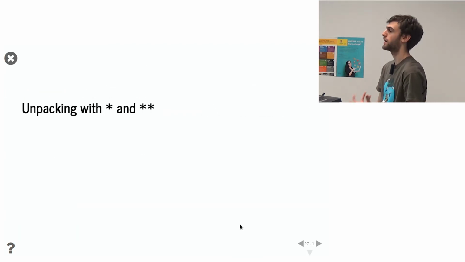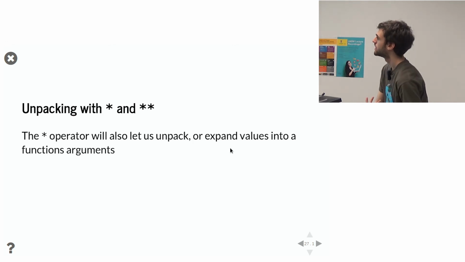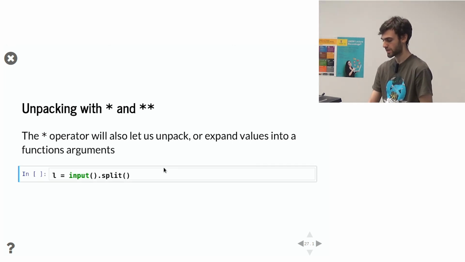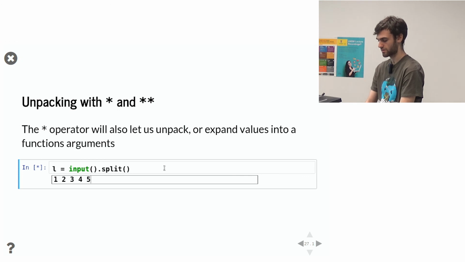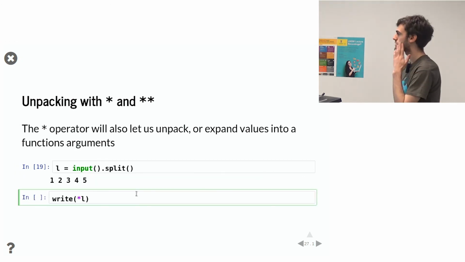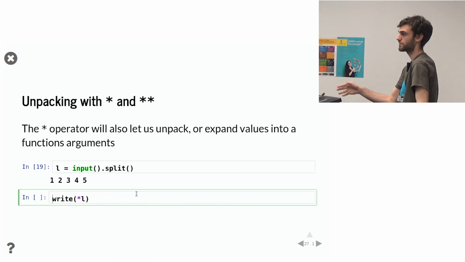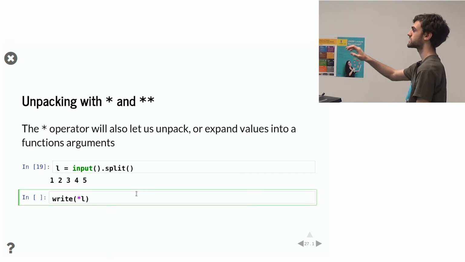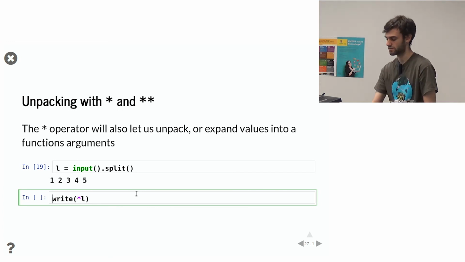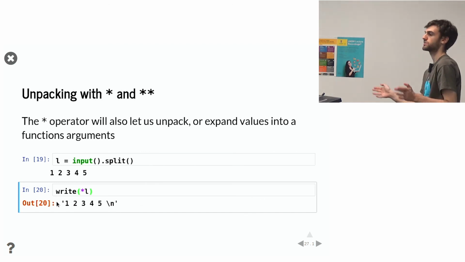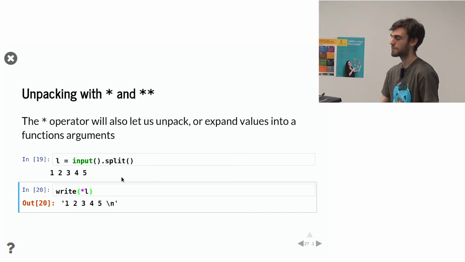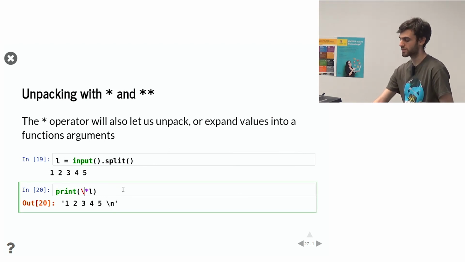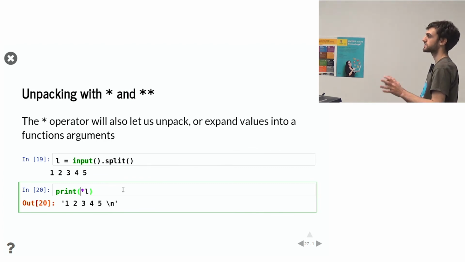You can also do unpacking with star and double star. So the star operator will let us unpack or expand values into function arguments. So we have a list here. And now what we can do is pass the list into the right function, but I want to unpack all the elements in the list into the arguments of the function. And now we get something like this. Does that make sense?